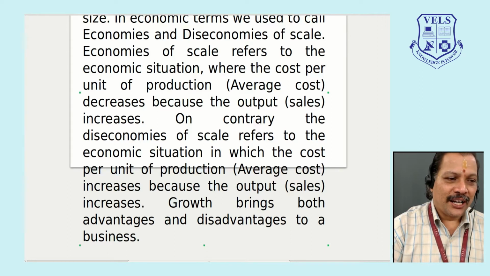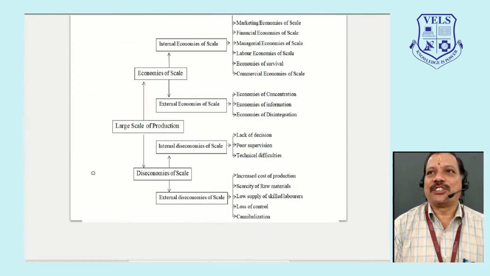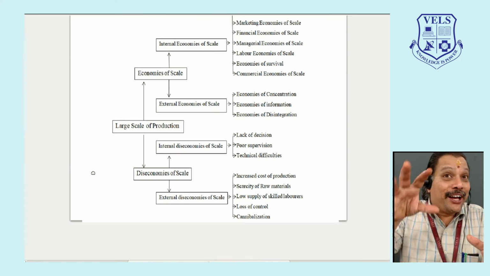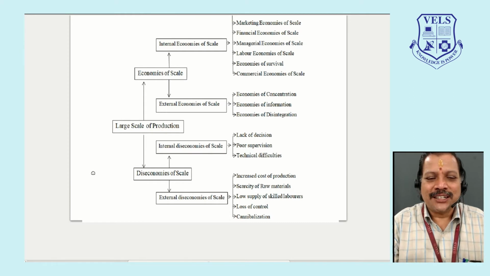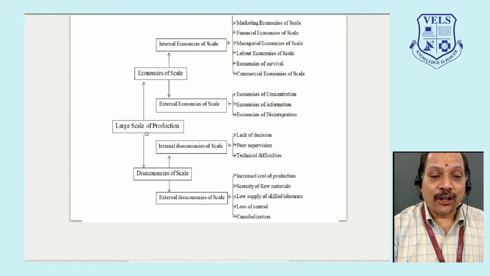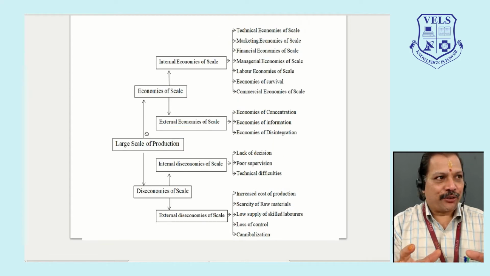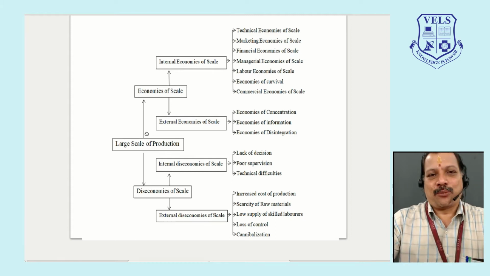Let's move to the actual thing. This is a classification. Normally the large scale of production is divided into two categories: one is economies of scale, the other one is diseconomies of scale. The economies of scale is divided into internal economies of scale. The second one is external economies of scale.